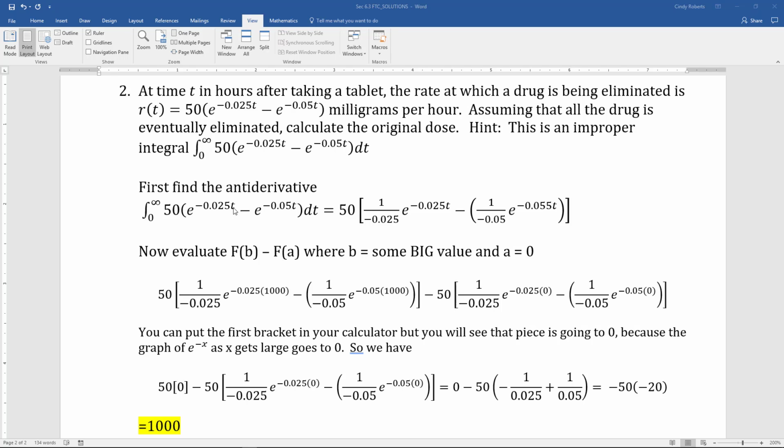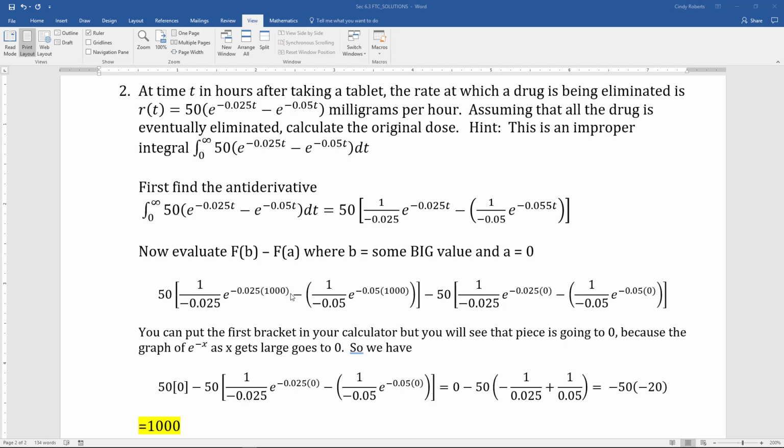So the very first thing you want to do is find the antiderivative. What I did is I just brought the 50 out front. Remember, these are the e to the kt, and so the antiderivative is 1 over k, and then e to the kt, minus 1 over k, e to the kt. And so now I have my antiderivative, I'm going to evaluate it. I'm going to do my F of b minus F of a.